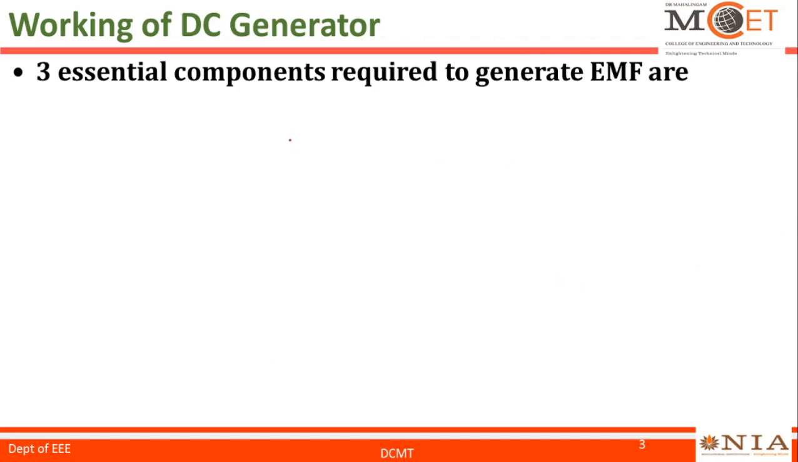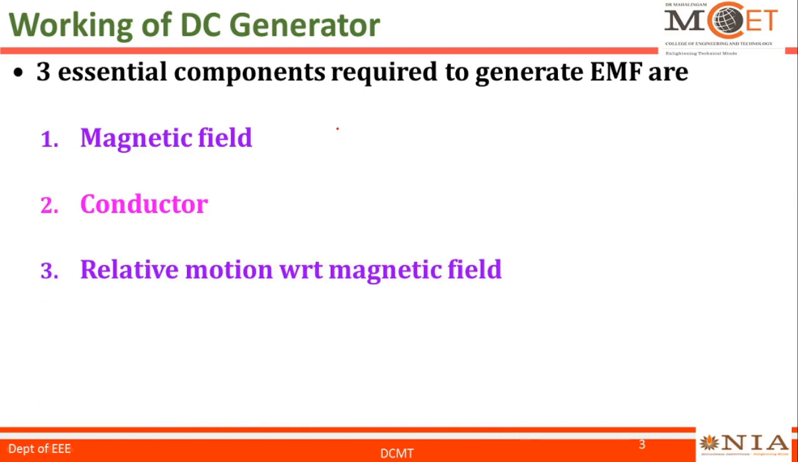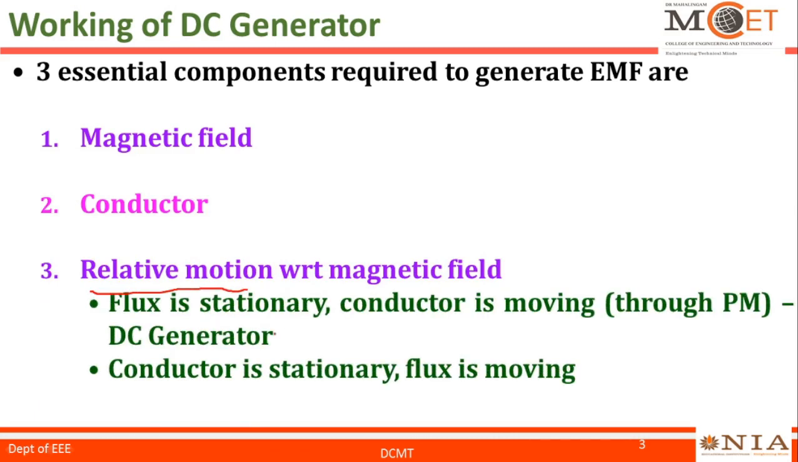The three essential components required to generate a dynamically induced EMF are magnetic field, conductor, and relative motion with respect to magnetic field. The relative motion implies that flux is stationary or the conductor is moving, or the conductor is stationary and the flux is moving. If we keep any one of these, either the flux is stationary and the conductor moving, or the conductor is stationary and the flux is moving, we may be able to generate a dynamically induced EMF.